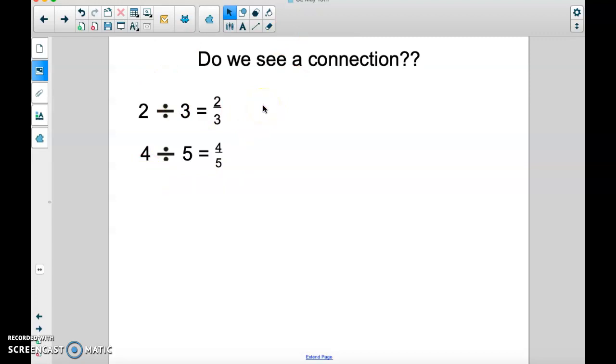Pause the video and think about that for a minute. Come up with as many patterns as you can. All right? And then play once you've come up with a couple.